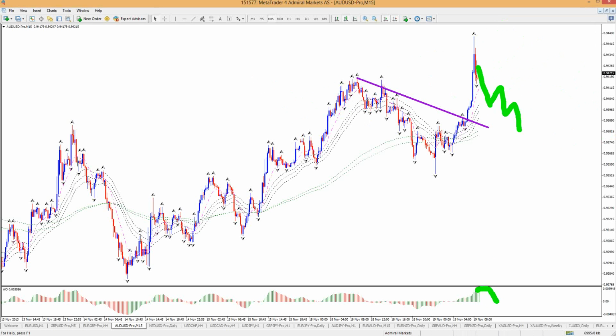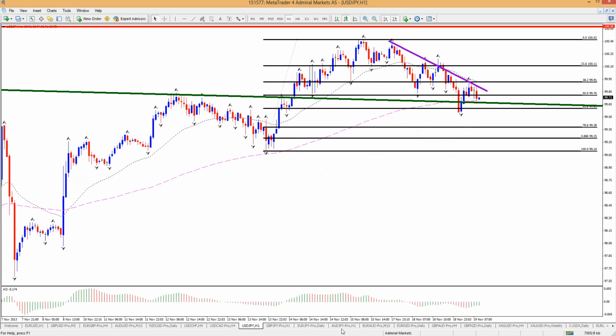This goes back to the 0 line, and we get another break above the 50-minute fractal. Could even be a good buy again. So yeah, I think my favorites at the moment are just dollar yen for a break to the upside, and euro odd, pound odd to the downside.